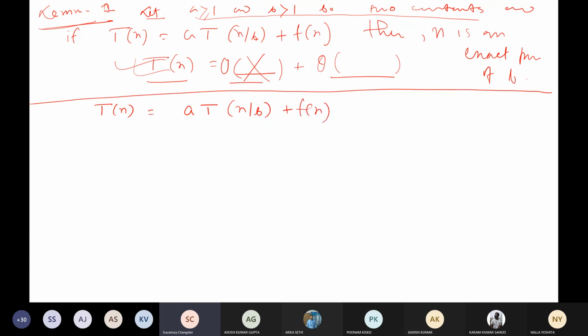Since n is an exact power of b, we are not writing floor or ceiling values here. We are considering the integer value. So let us iterate to the next term. That means this value T(n/b) will be iterated as a T(n/b²) plus f of n/b, because when it was n, it is f(n). So this value will be f(n/b) plus f(n).